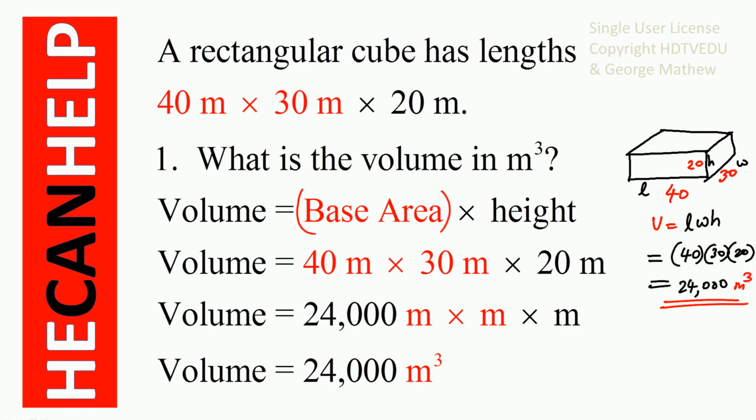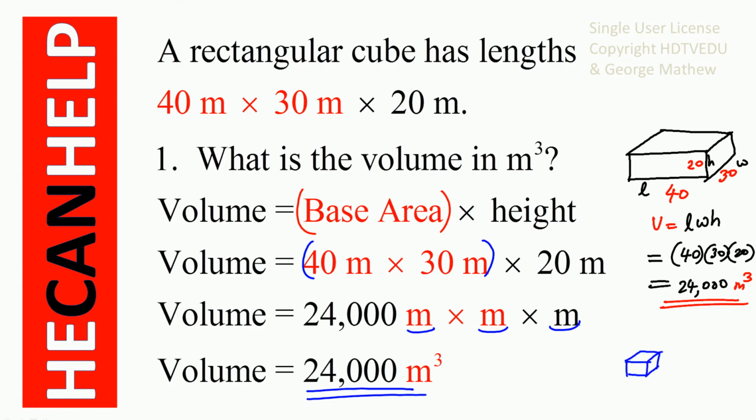When I was age 10 or 12 years old, I used to like this formula, base area times height. As long as you have uniform shapes, you can always use base area times height. So you have 40 times 30 times 20. So what do we get? 24,000. And what is meter times meter times meter? It is meter cube. So 24,000 meter cube. So what is the volume in meter cube?